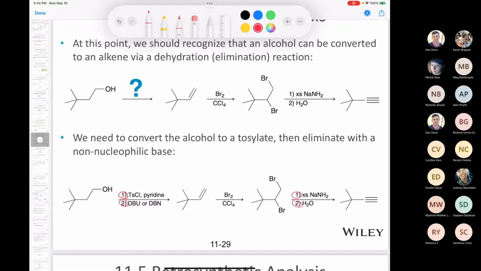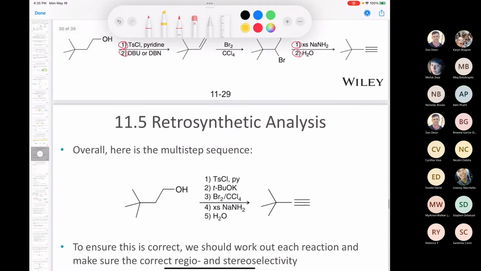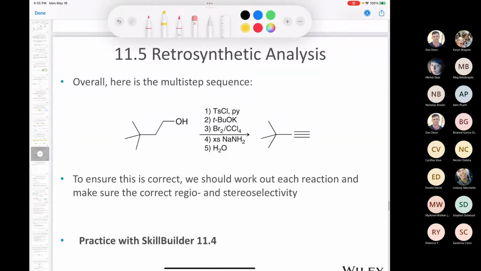That's it. But again, if you look at going from the alcohol to the alkyne, I would say it's not abundantly clear immediately. And so a lot of times problems will be best solved using retrosynthesis. How many steps is this anyway? And look at it, it's a total of 5 steps.